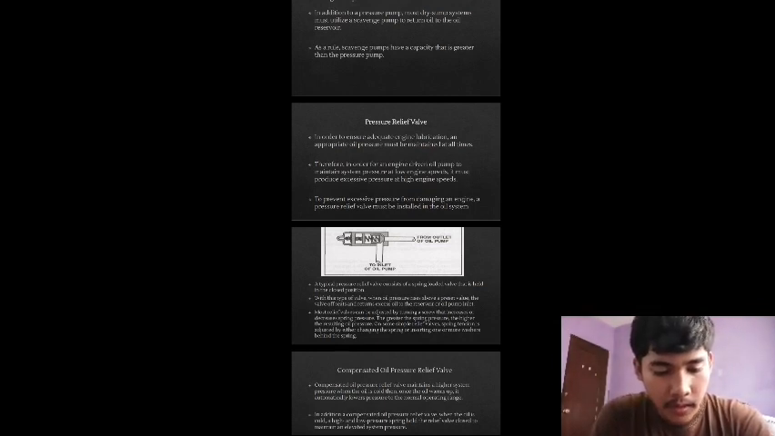Scavenge pump, in addition to a pressure pump. Most dry sump systems must utilize a scavenge pump to return oil to the oil reservoir. As a rule, scavenge pumps have a capacity that is greater than the pressure pump.